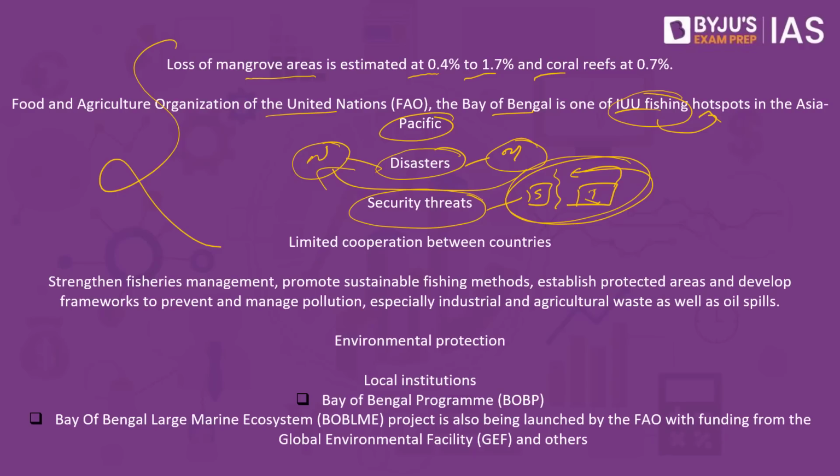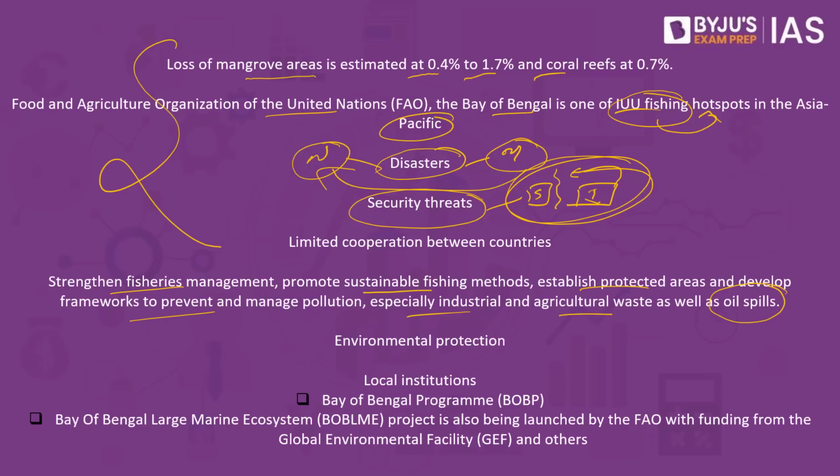says the author. So the author in this particular case goes on to say that we have to strengthen the fisheries management, promote sustainable fishing methods, establish protected areas and develop a framework to prevent and manage pollution, especially industrial and agricultural waste as well as oil spills.